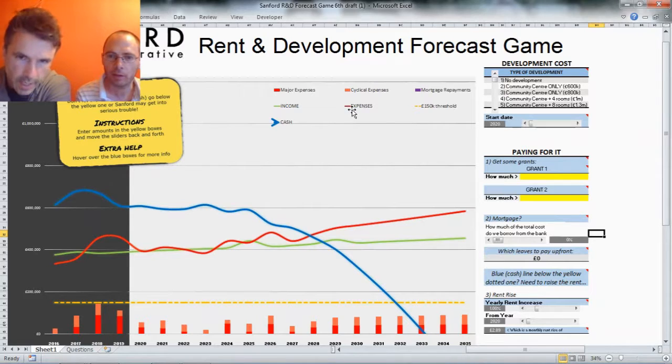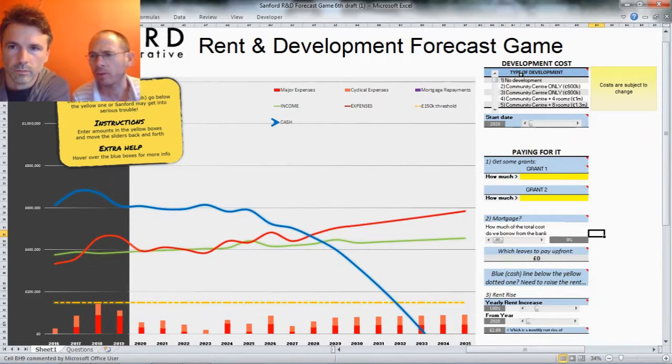The red line is our expenses, and the green line is our income. And as you can see, since the red one is on top of the green one for a while, that's the difference, which makes the blue line gradually go down a bit too much in this case, but we'll look at that now.